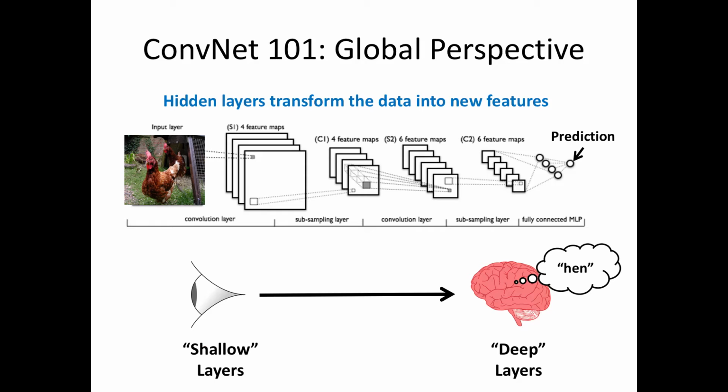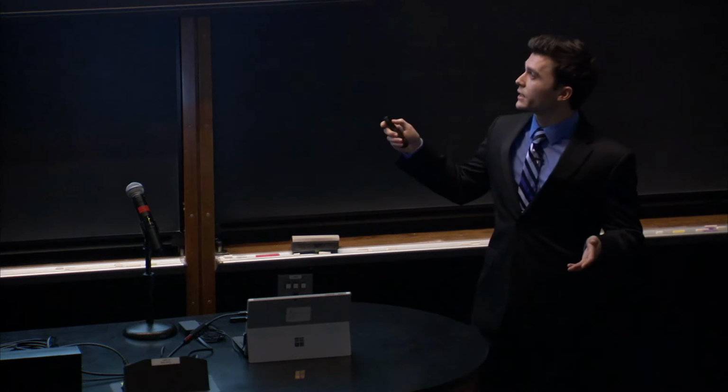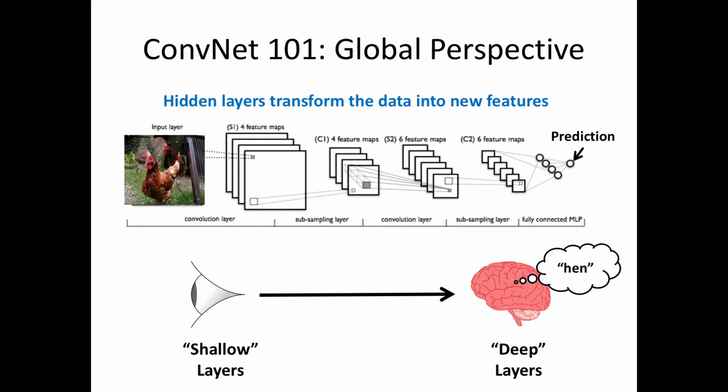Now, on a global scale, a network might look like this, where we start with an input image, and we sequentially transform it via the feature maps that make up each layer in the network until we get to our output class prediction. And we can think of this process as a visual pathway. So your eye sees the image, and then via your neural pathways, it gets transformed into this abstract but more interpretable concept of a hen. And we'll actually get to visualize this pathway in part 2.